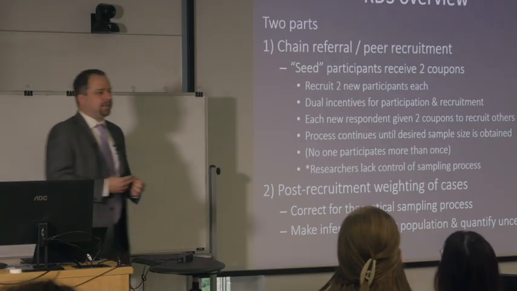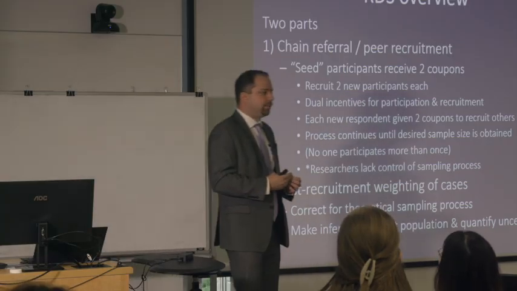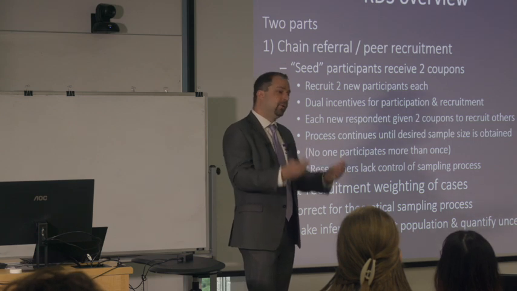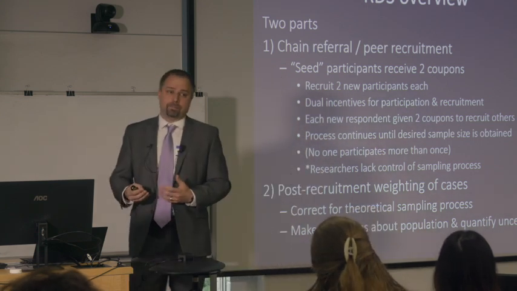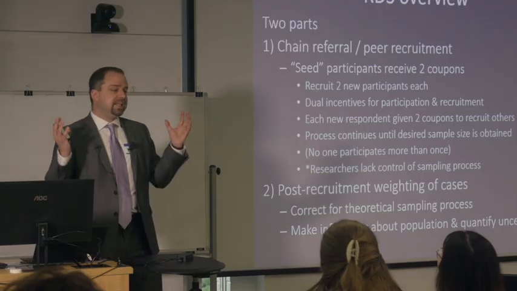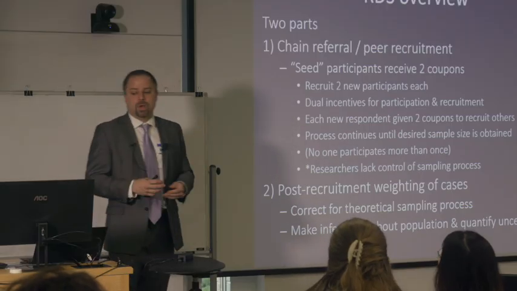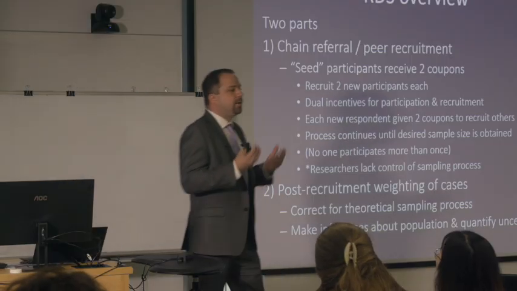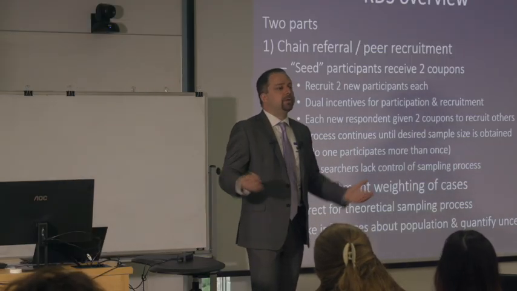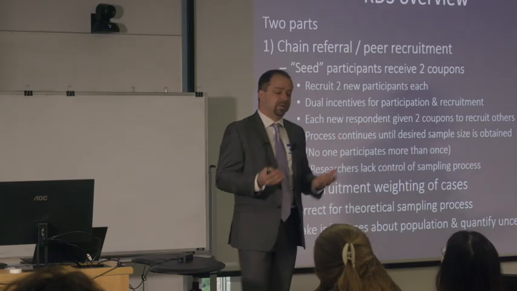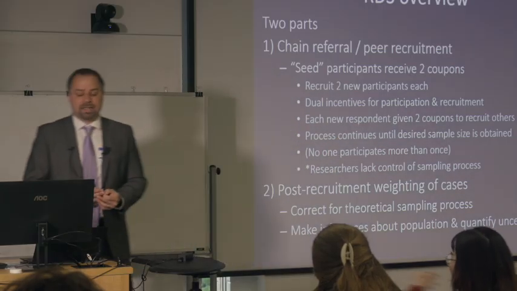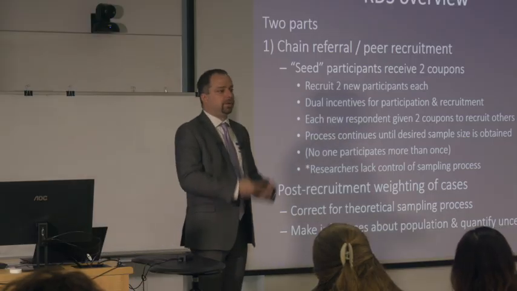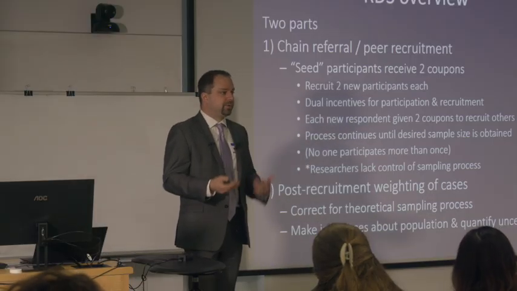And the key idea here is that the researchers are not controlling the sampling process. It's respondent-driven, right? So the people that are in the population are those that are doing your recruitment. The second part of RDS is the entire statistical apparatus around RDS, which is weighting the cases to account for the biases that would arise from that referral-based sampling process to try and generalize to the population of interest. So you're basically correcting for the theoretical sampling process, and then you make inferences about population averages or uncertainty in those averages that you've estimated.